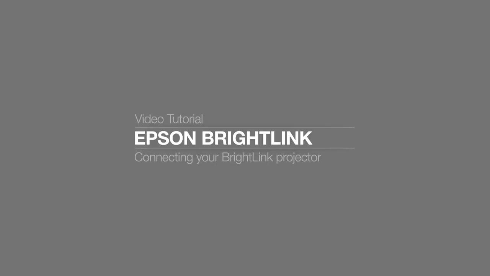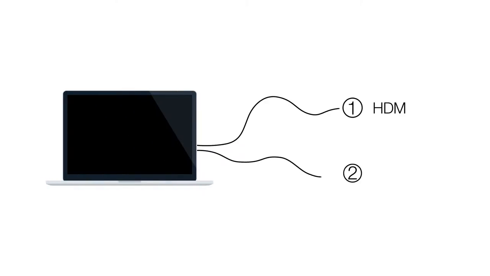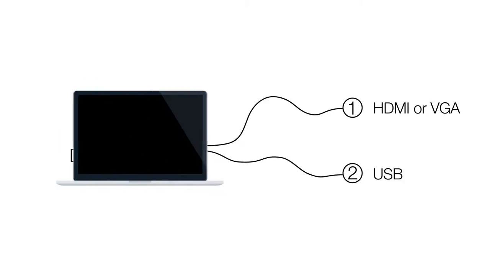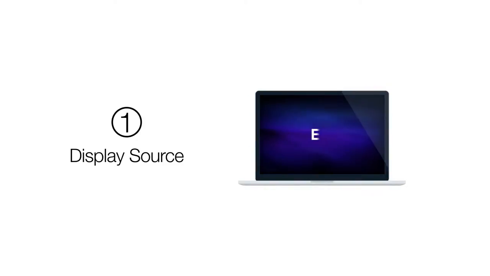Connecting your BrightLink projector. In order to use the BrightLink projector with a computer, you need to have two connections between the computer and the projector. First, you will need to connect the display source. This will typically be done using a VGA cable or an HDMI cable.